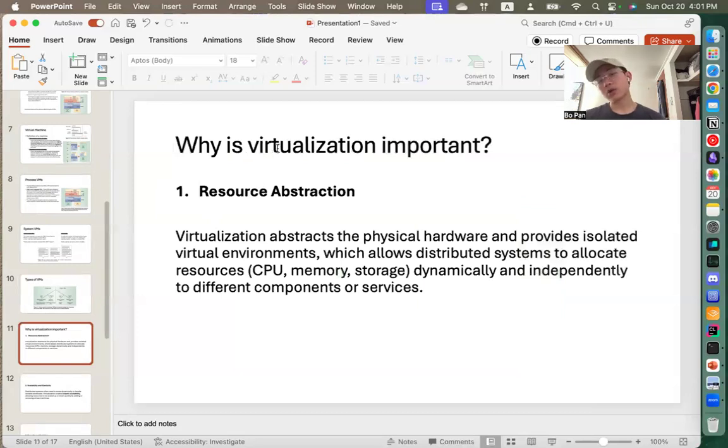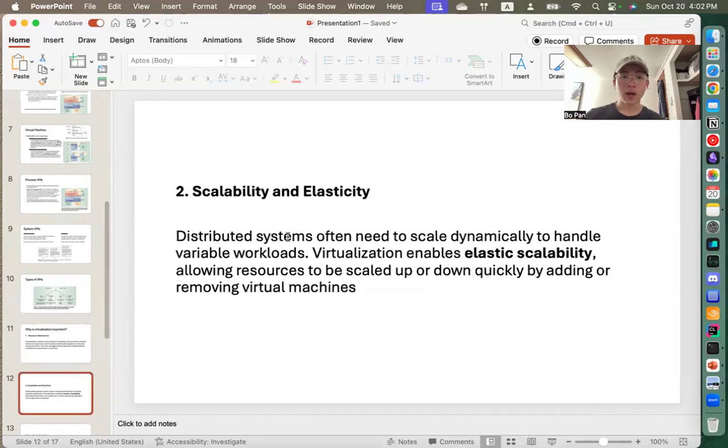So why is virtualization important? Well, first, because of resource abstraction. Virtualization abstracts the physical hardware and provides an isolated virtual environment, which allows the distributed system to allocate resources, the CPU, memory, and storage dynamically and independently to different components or services. Second, scalability and elasticity. Distributed systems, as we know, very often need to scale up or down dynamically to handle variable workload, right? So virtualization enables that elastic scalability, allowing resources to be scaled up or down quickly by adding or removing the virtual machines.